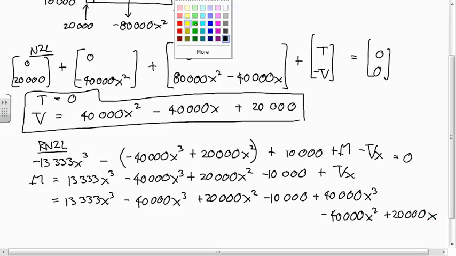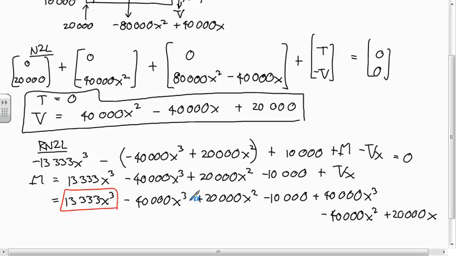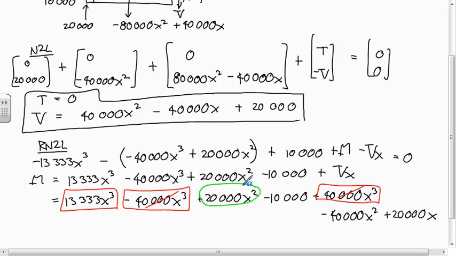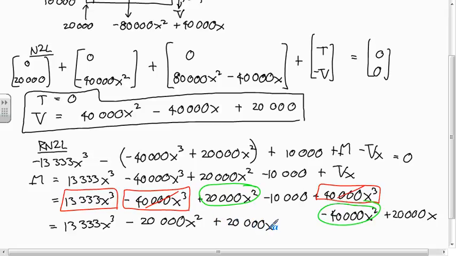All right, so let's group some of these. So here are the x cubeds. 1, 2, 3. And yep, those two cancel. And then here are the squares, here and here. And we're left with M equal to positive 13,333 x to the third minus 20,000 x squared plus 20,000 x minus 10,000.